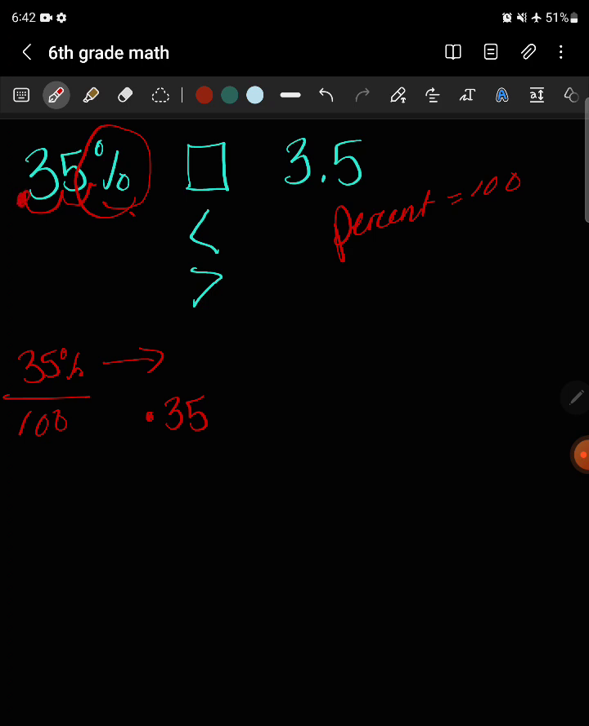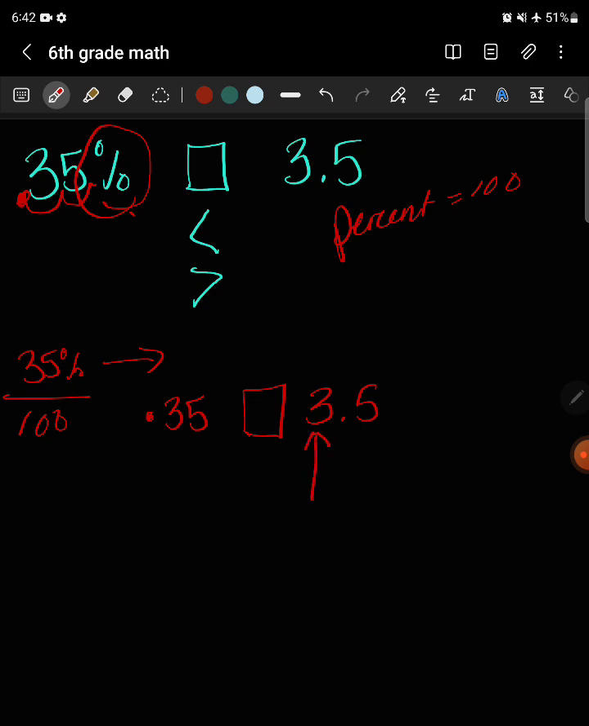All right. And so when I move that to the left 2 spots, now I have 35 hundredths. Is it less than or greater than 3 5/10? All right, so I want us to look at this.